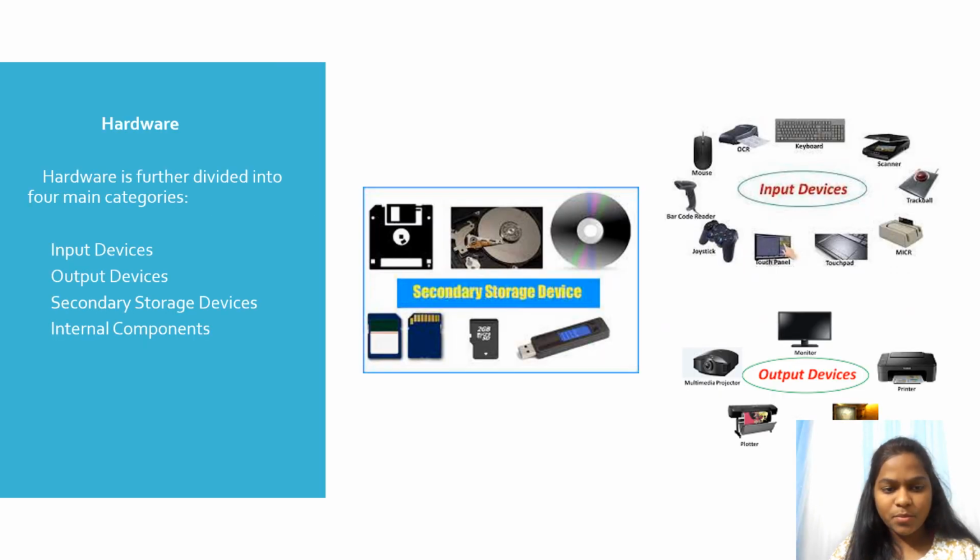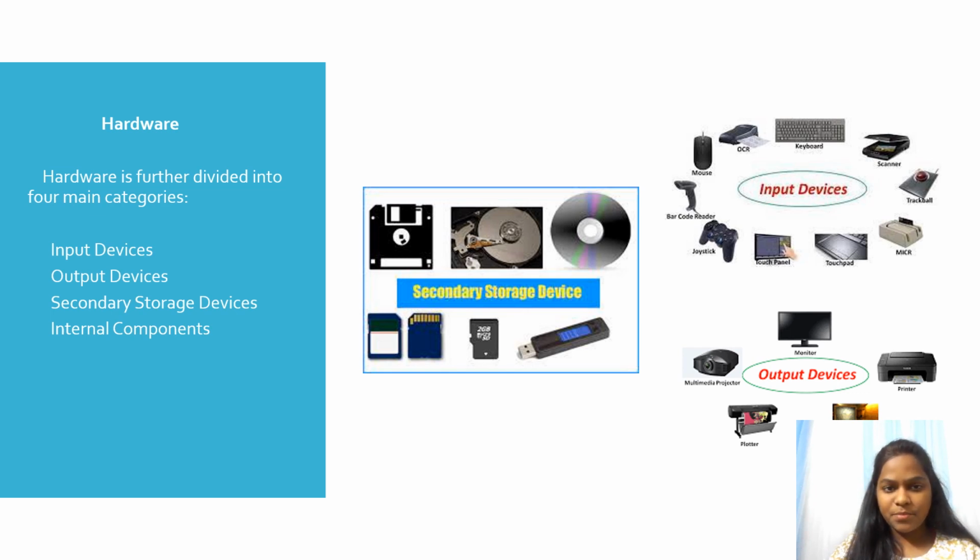This slide is about hardware. Hardware is further divided into 4 categories: input devices, output devices, secondary storage devices, and internal components. Hardware is developed using electronic and other materials. Hardware is physical in nature, and hence one can touch and see hardware. Hardware cannot be infected by viruses, and hardware will physically wear out over time.